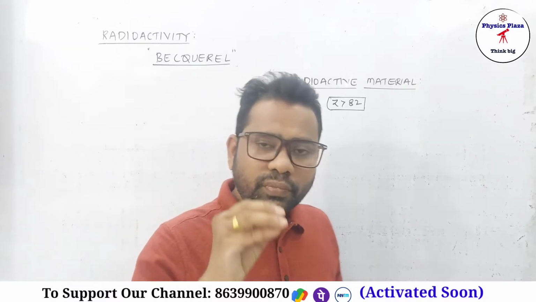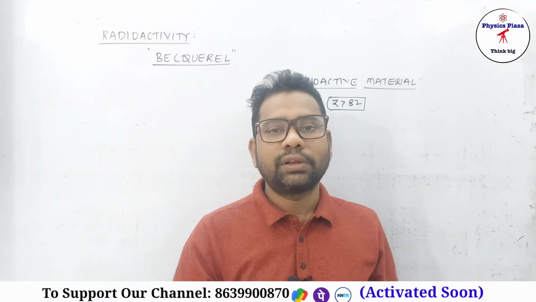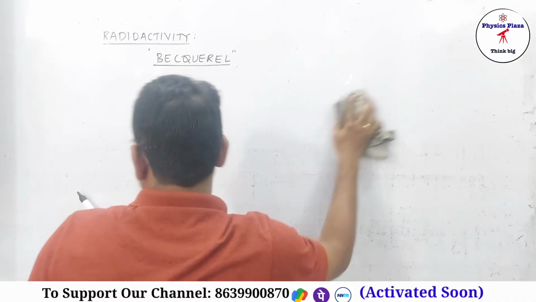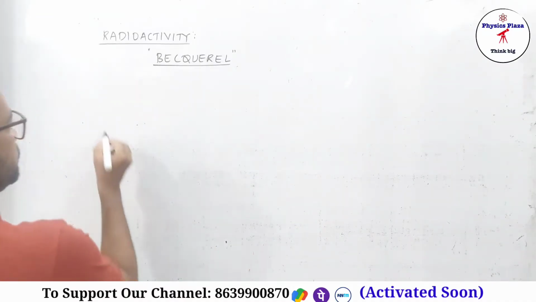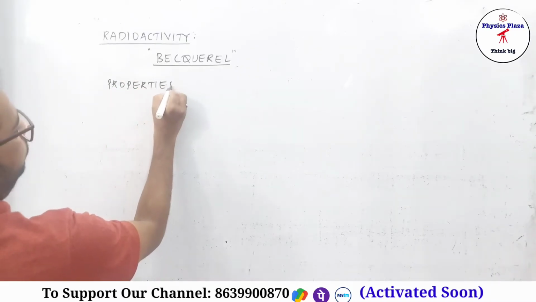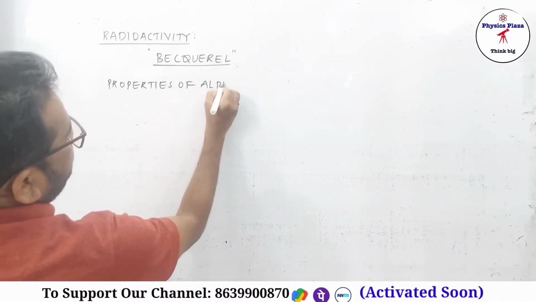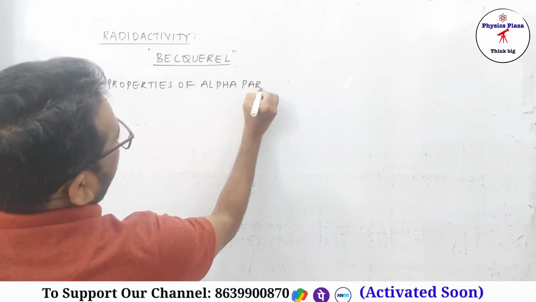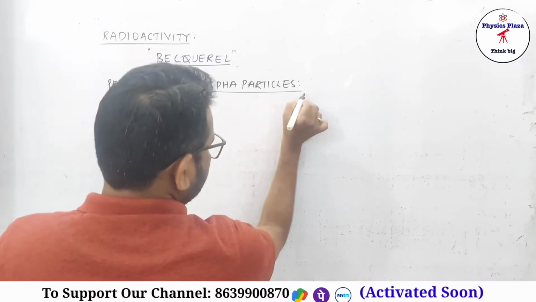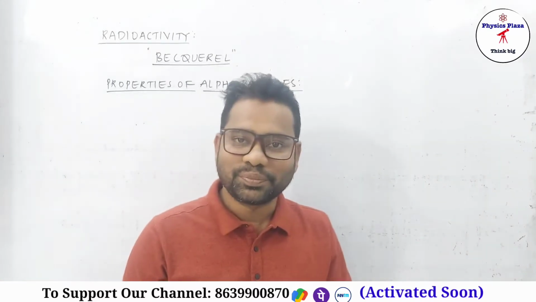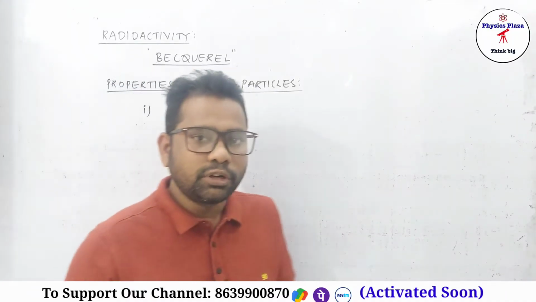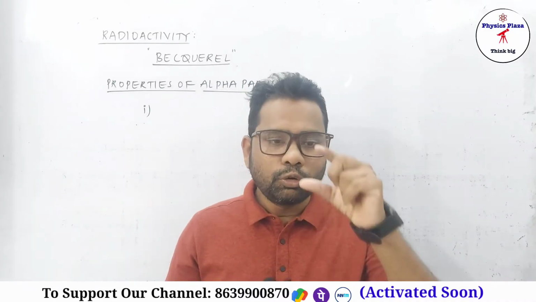As I told you, these radiations consist of alpha, beta, and gamma. Now we will see the properties of alpha, beta, and gamma, and then their decays also. First, the properties of alpha particles. Children, from the examination point of view, they might ask for 1 mark. They don't ask you to write all the properties, but questions can be asked based on properties. The first point: an alpha particle consists of 2 protons and 2 neutrons.